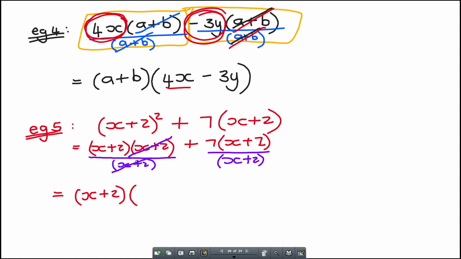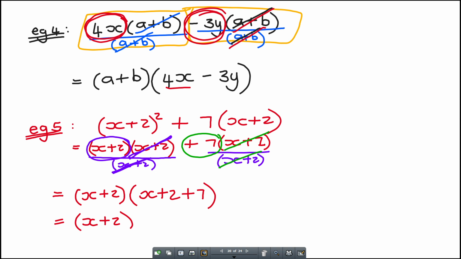First, have a look. Can you see that that one cancels out with the one at the bottom? So what's left here? X plus 2. Then over here, that bracket cancels out with this bracket. So what's left? Plus 7. Does it make sense so far? But now I can simplify a bit further. So it will become x plus 2, and then x. What's 2 plus 7? 9. And that is then your final answer.